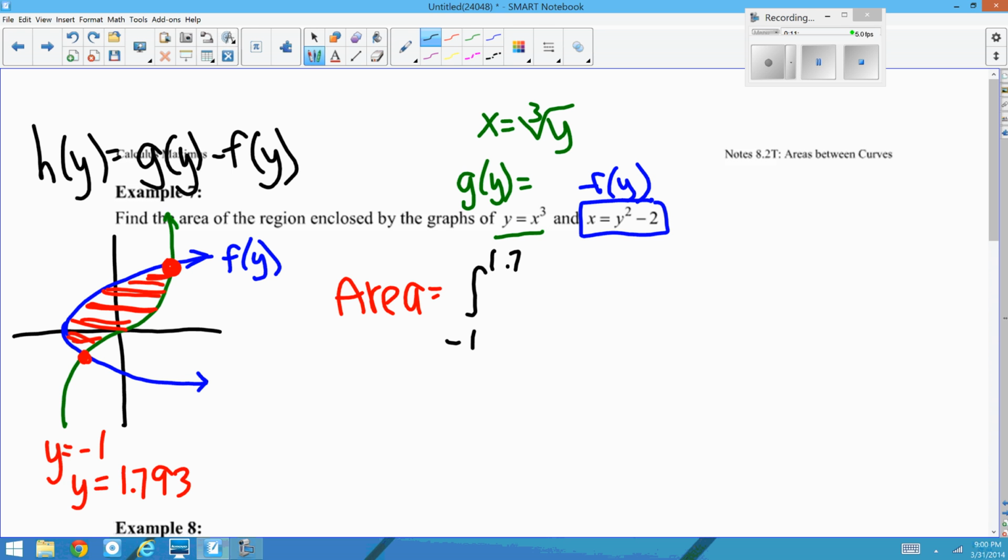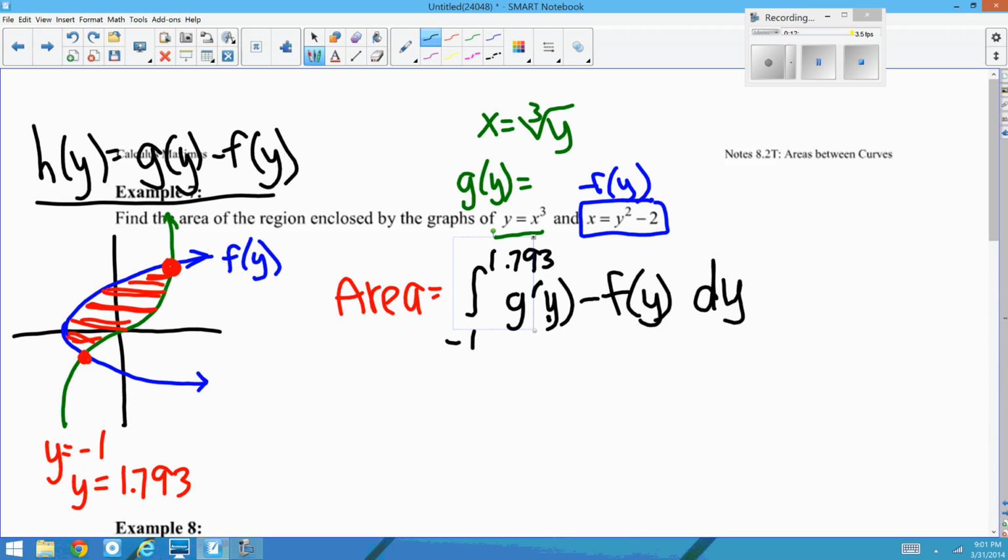So we're going from y equals -1 to 1.793. And my height, since I already wrote it out here, it's pretty easy. Since I labeled it as g of y, I can write it down here. Minus f of y dy. Type that into your calculator. And I believe you get about 4.214.